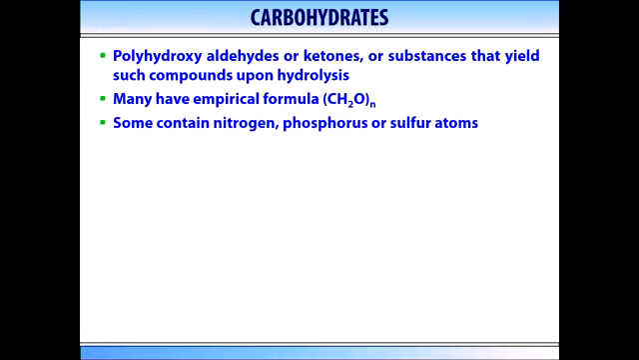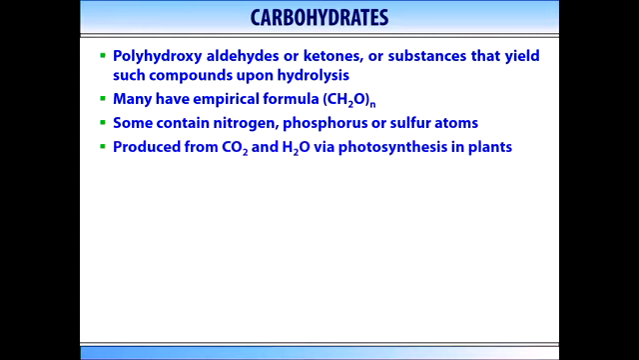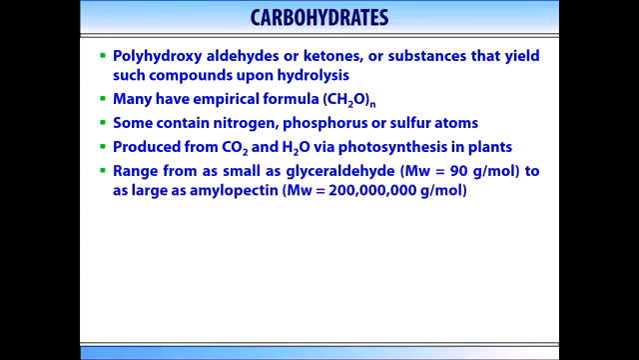Of course, some of the sugars contain atoms other than just carbon, hydrogen, and oxygen, such as nitrogen, phosphorus, and sulfur, and we will see what those sugars are. But what's important is that sugars are produced from carbon dioxide and water in the process of photosynthesis in plants. In terms of molecular weight, sugars can range from being very small, such as glyceraldehyde, which is only 90 grams per mole, to something as huge as amylopectin, which is more than 200 million grams per mole.